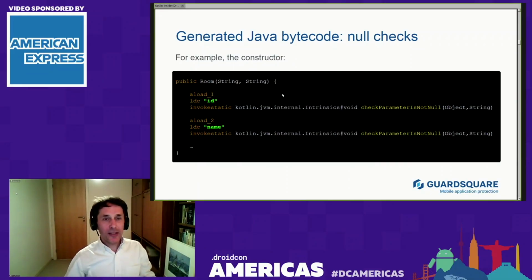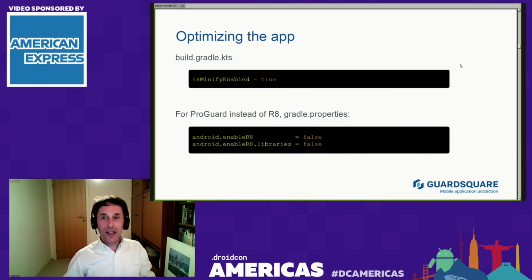A small note here is that the names of the fields or the names of the parameters are hard-coded as strings here. So that's an interesting aspect that we'll see again later on. The check itself makes use of the intrinsics class in the Kotlin runtime. So this is part of the small library that you have added. So we've added these libraries, and the Kotlin compiler has added some additional code.